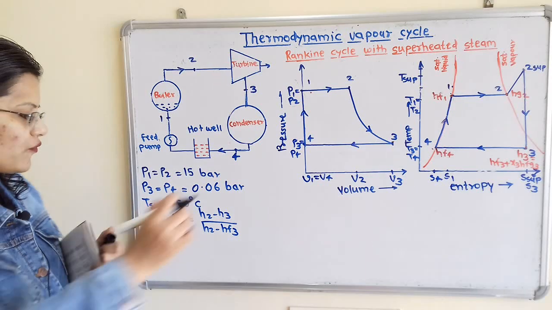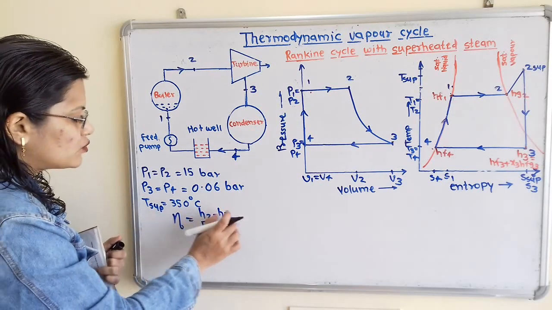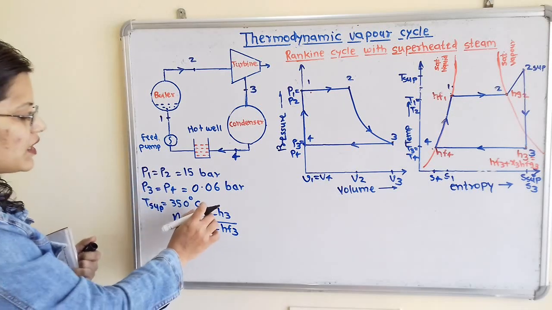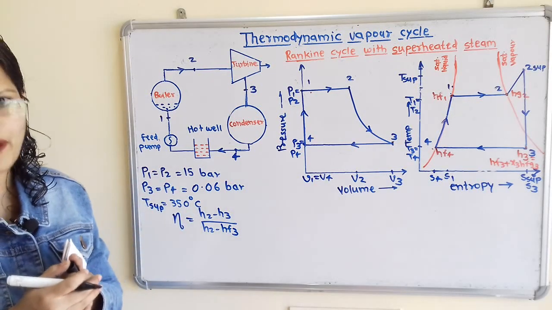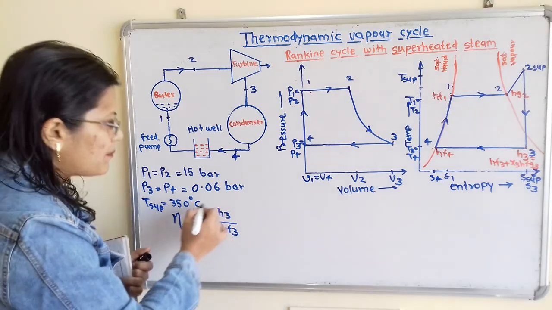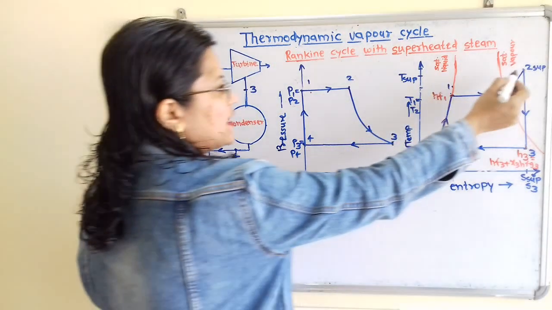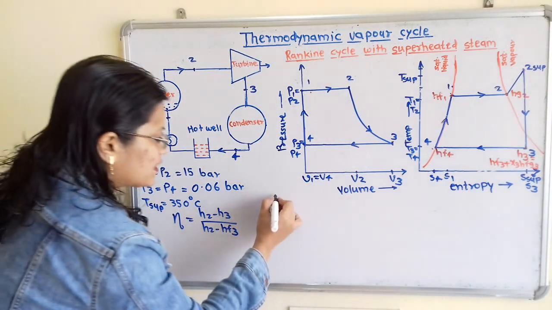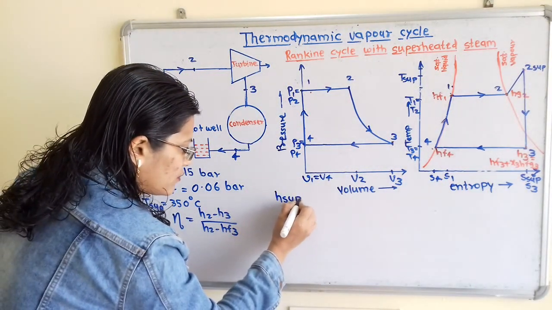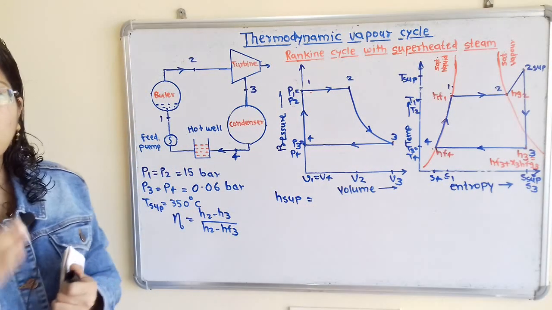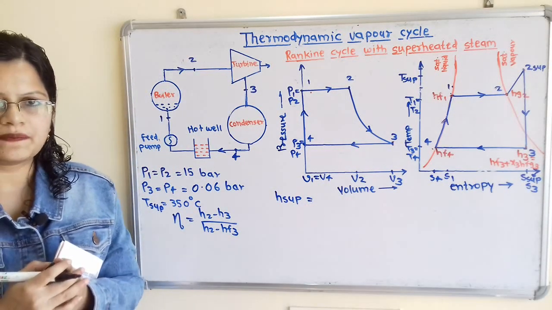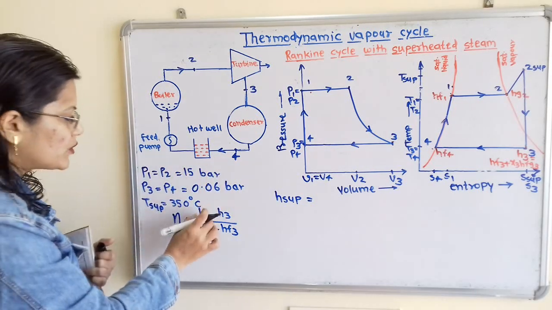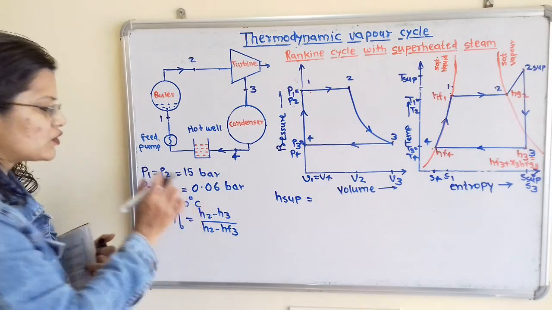Now again we have to find out what H2, H3 and HF3 are. So for that we will find the enthalpies at the different points. Here the enthalpy at point 2 is nothing but the enthalpy of superheated steam, H superheated, that we have to find out. So how do we find this enthalpy? If we observe, the pressure at point 2 is given, as well as the temperature.